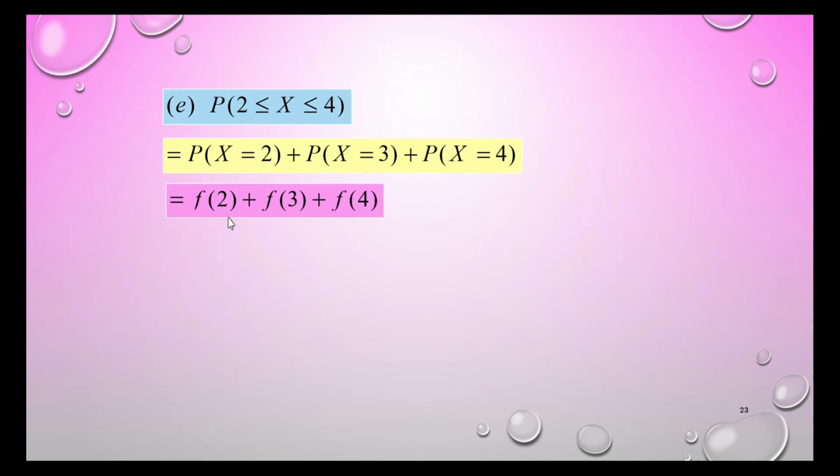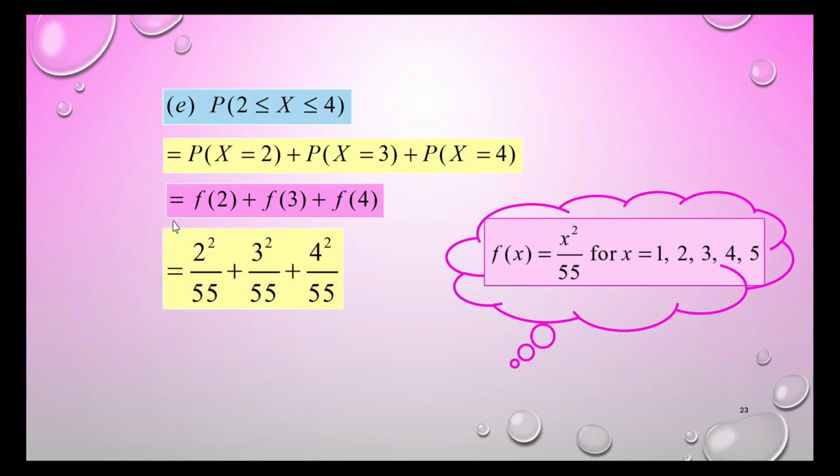E, the probability of x less than or equal to 4 is P(x equal 2) plus P(x equal 3) plus P(x equal 4), that is f2 plus f3 plus f4. We just substitute x equal 2, x equal 3, x equal 4 into the formula given. So we get the answer is 29 over 55.